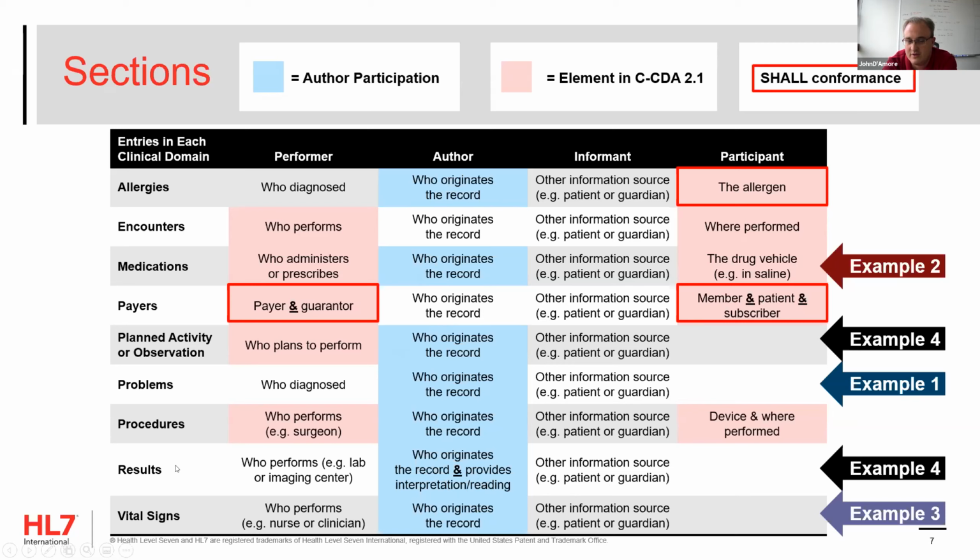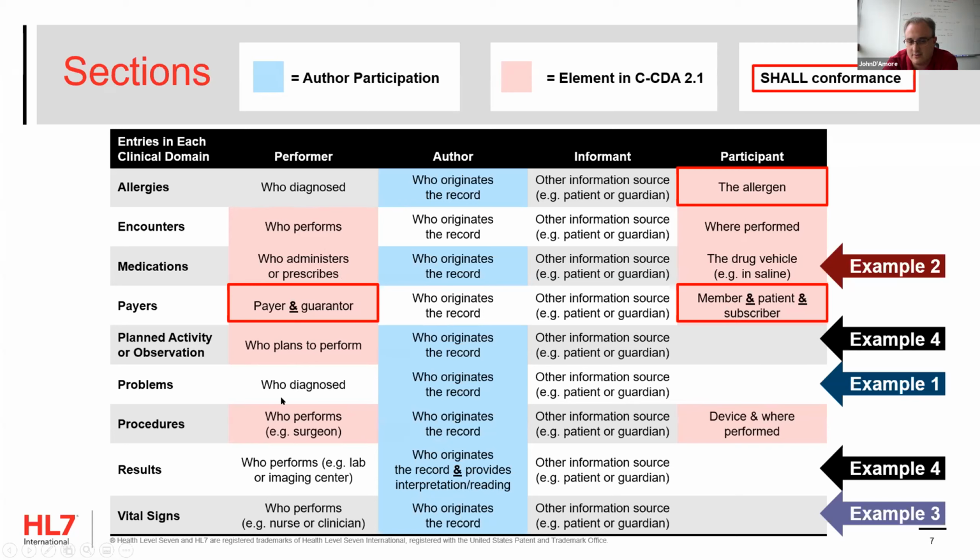So within results, I mean, it could be an "or" too if you think about the other way, but within results, you can have an author who just originates the record, recording that this was your glucose at this time or something like that. Or you could have the person who's providing interpretation reading, who's obviously also originating the record for it. The interesting one to talk about today is this first column, which is performer.